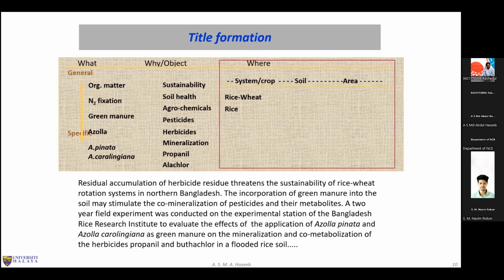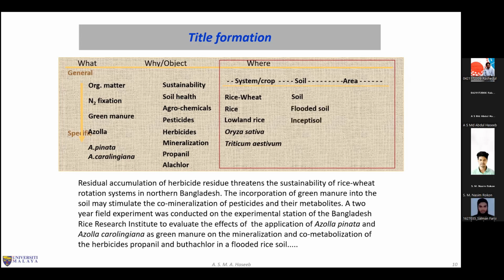So where, our system is crop. So it's a rice-wheat family of crops, and under which we are dealing with rice. And it's not any rice, it's lowland rice. And the scientific name being Oryza sativa, Triticum aestivum is the specific form. We go to the next one. We are dealing with soils. So it's a flooded soil, and the specific name of this soil is Inceptisol. And another specific variety is tropical, which is given in the rest of the section.